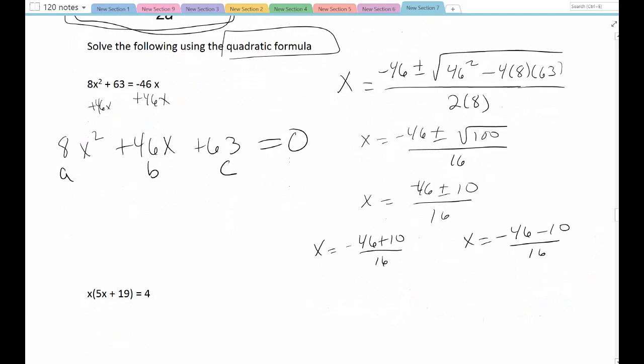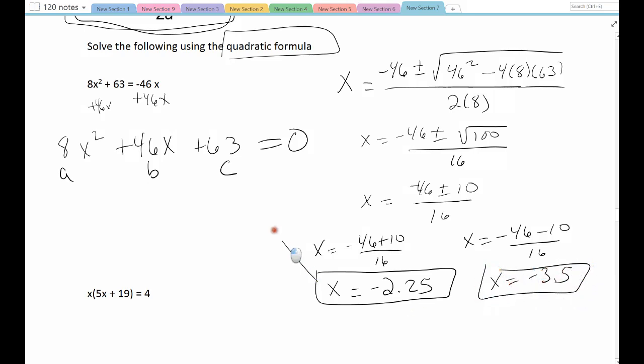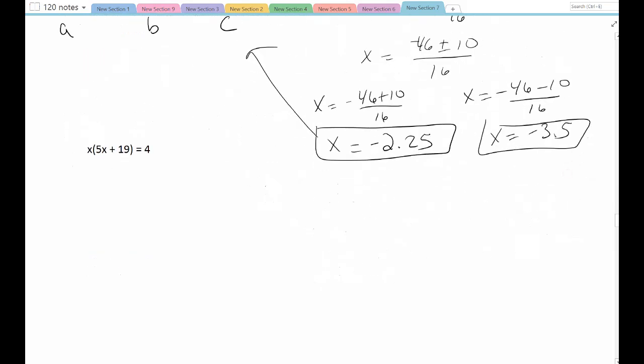And then you simplify those. Negative 46 plus 10 would give me negative 30 over 16, which reduces down to negative 1.875. So one of the answers is negative 1.875. And then this one would be negative 56 over 16, and so that reduces down to negative 3.5. And there are the two zeros of that equation. Alright, next example.